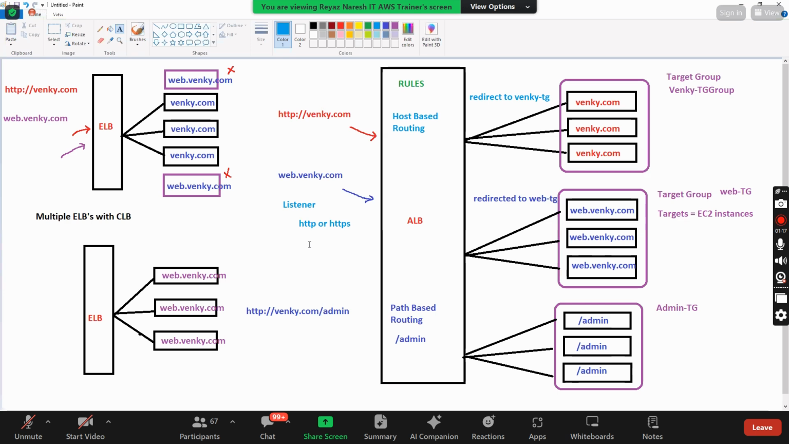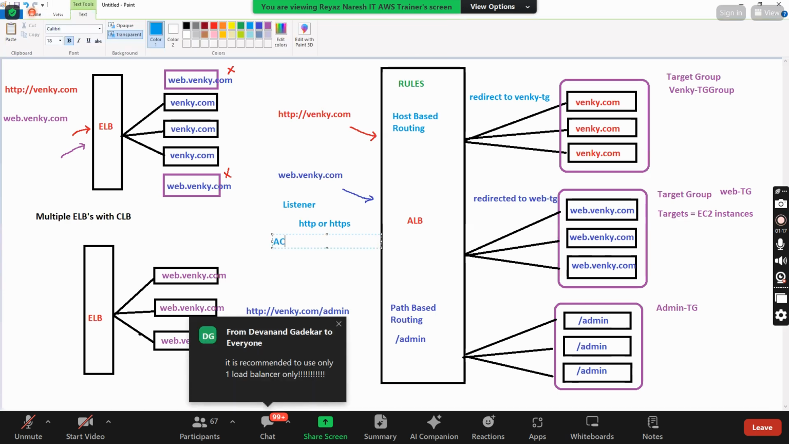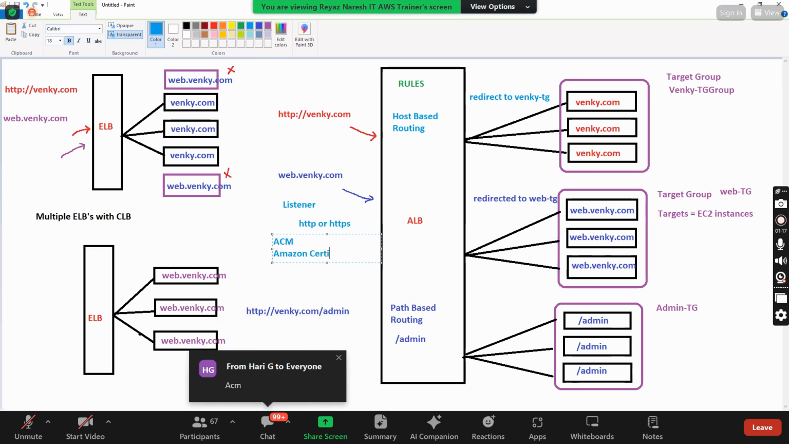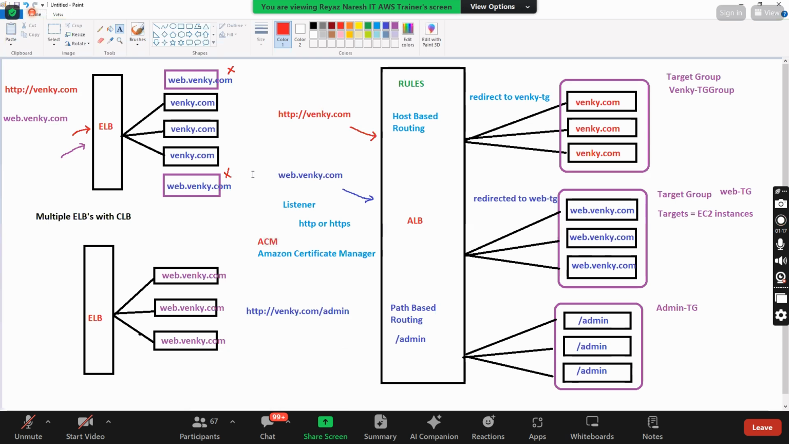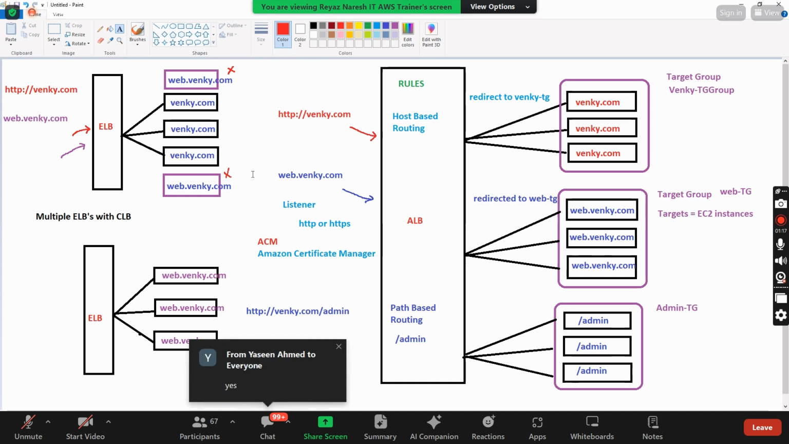There is a service called ACM. What is that? ACM, Amazon Certificate Manager. Louder. Amazon Certificate Manager. So using ACM, we can create certificates there and then use them. No need to go outside. Clear? Is it clear with the load balancers? Different types of load balancers, how it works? Right? Any questions?